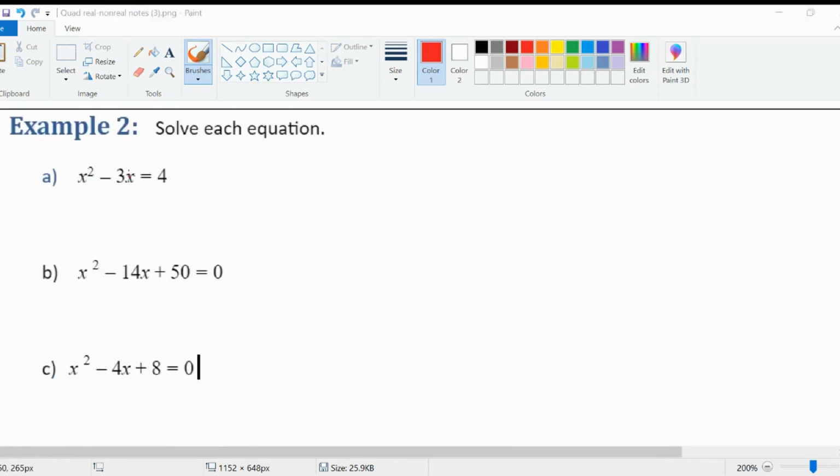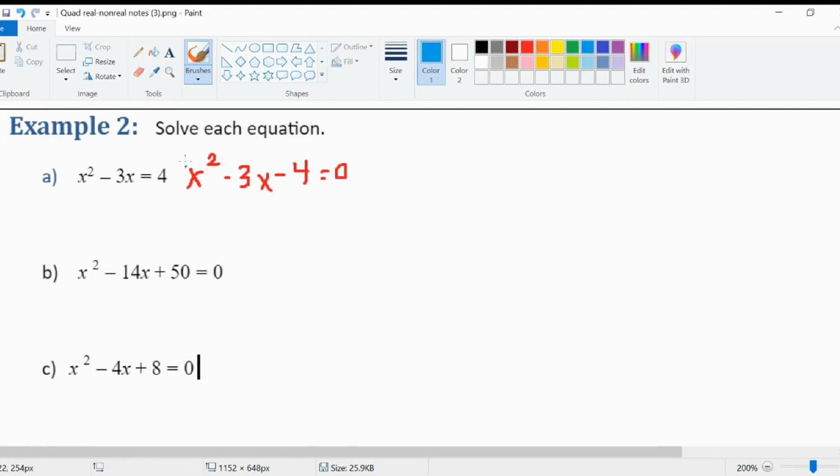Example A here, we've got x squared minus 3x equals 4. We have to adjust this a little bit. We'll get the 4 subtracted over. So that's going to give us x squared minus 3x minus 4 is equal to 0. Once we have it set equal to 0, now we've got it in standard form where we have an a term, a b term, and a c term.